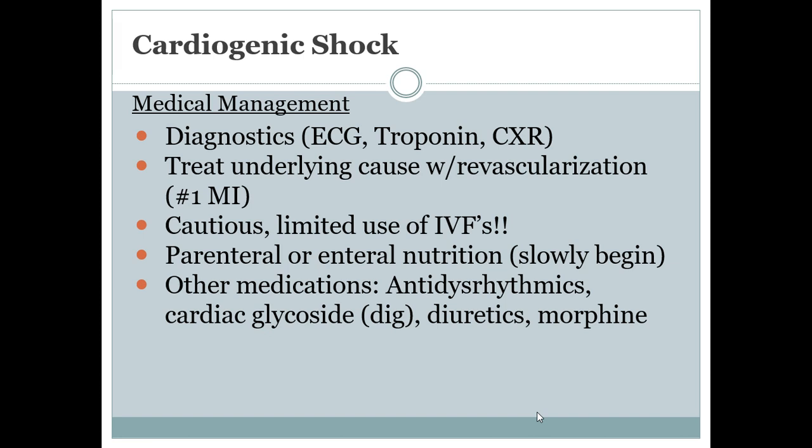For medical management of these patients, we want to do diagnostics, EKG, some lab work like troponin, chest x-rays. We want to treat the underlying cause with revascularization. Number one cause is usually an MI. We want to be a little cautious, limiting use of IV fluids. Slowly begin our parenteral or enteral nutrition. Want to watch out for any fluid overload. And then, of course, other medications. We might do antidysrhythmics if it's irregular heart rhythms, cardiac glycoside or digoxin. We might do some diuretics, and we might even do some morphine.